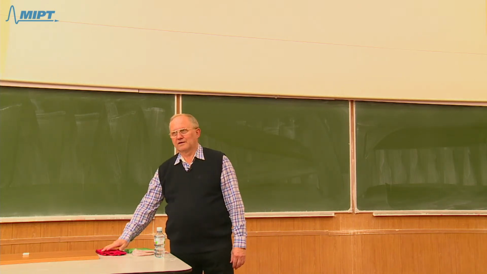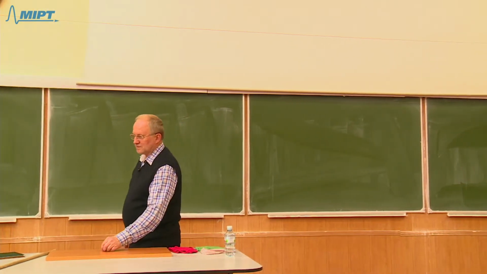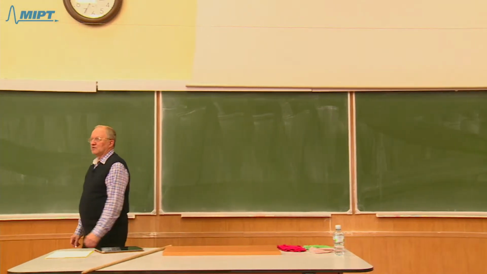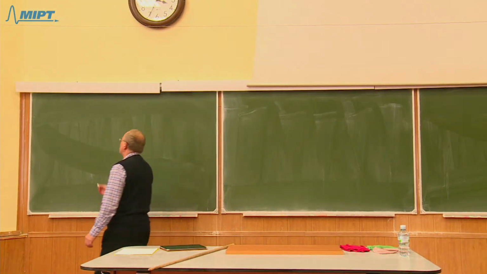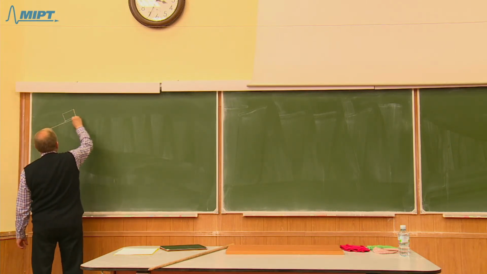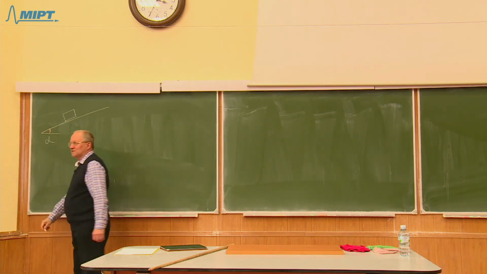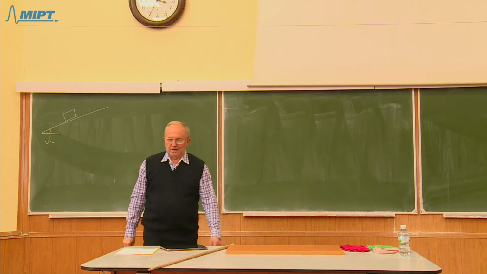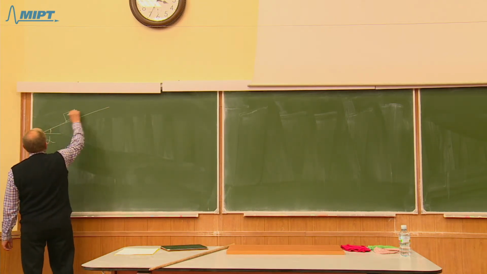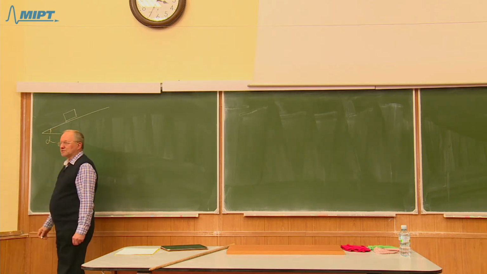Okay, hello everybody. Last time we discussed the solution to the problem about the block on the slope. So we had a block on the slope, and the slope angle was alpha with the horizontal, and we considered the acceleration of the block, which can be directed only along the slope, parallel to the slope.